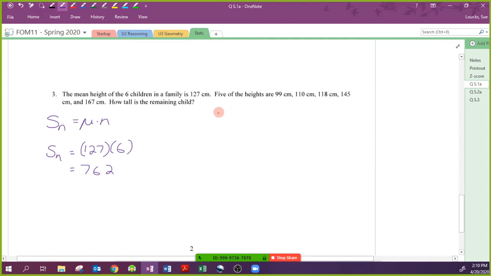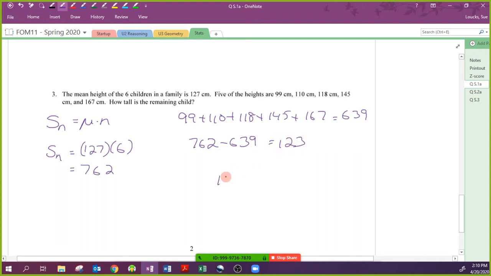And if I add up all of the other numbers, the 99 plus 110 plus 118 plus 145 plus 167, that equals 639. So then we have to do 762 minus 639 equals 123. So our last child is 123 centimeters. Okay. Any questions on that?